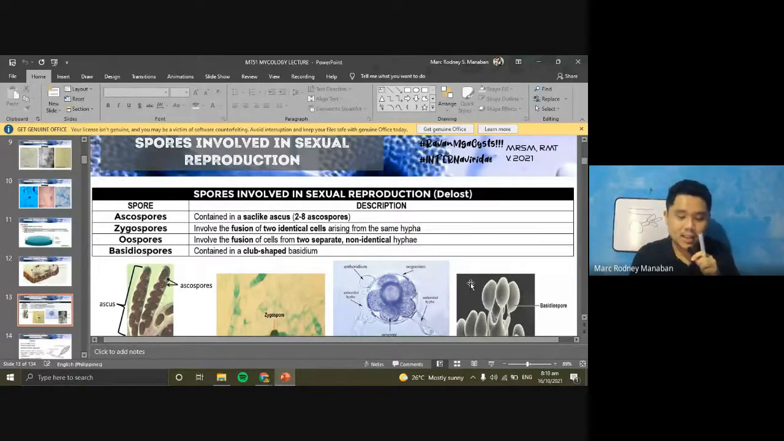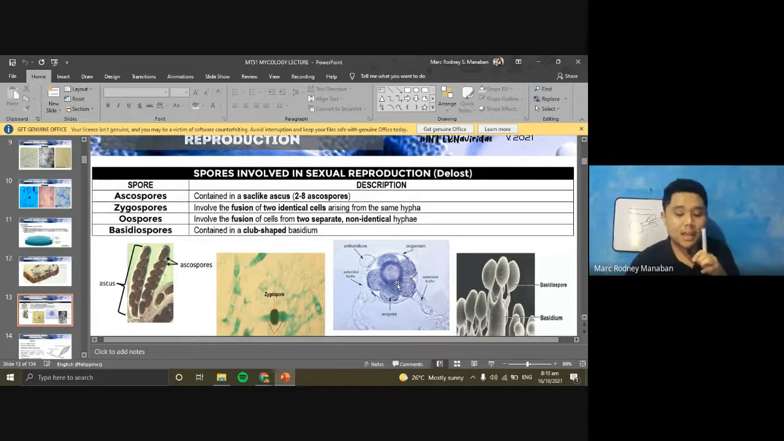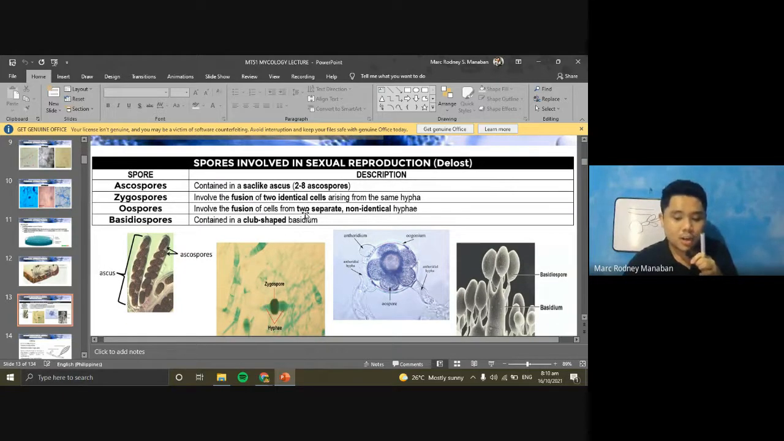So again, these are the spores involved in sexual reproduction. Usually, if it's sexual reproduction, the term we use is spores. Number one is ascospores. Ascospores are found in a sac-like structure known as an ascus. Next, you have zygospores. Zygospores come from the fusion of two identical cells arising from the same hypha. They fuse together and form the zygospore. The oospores are the fusion of two cells from separate hyphae.